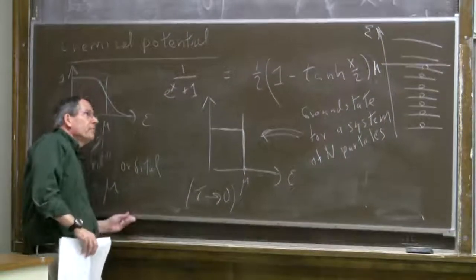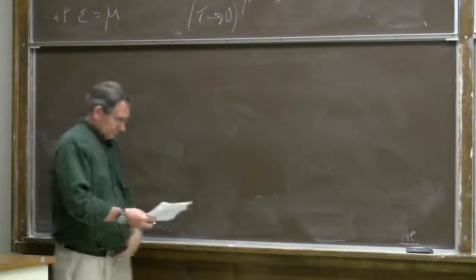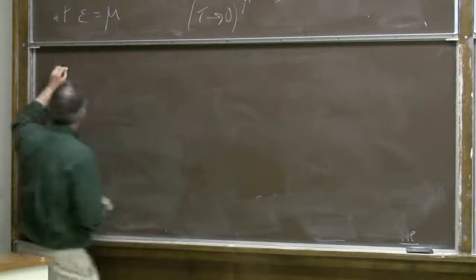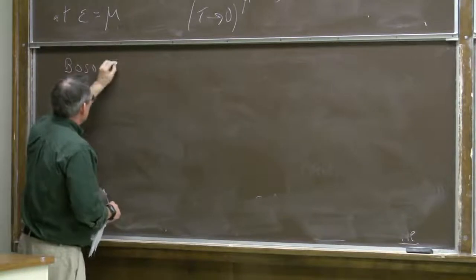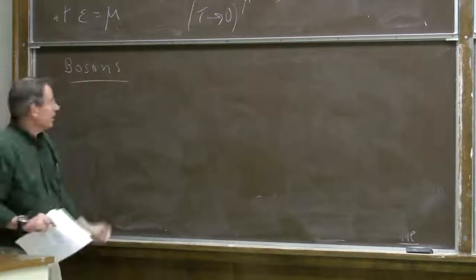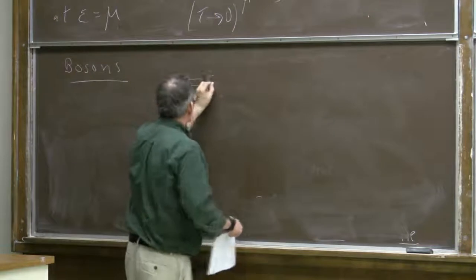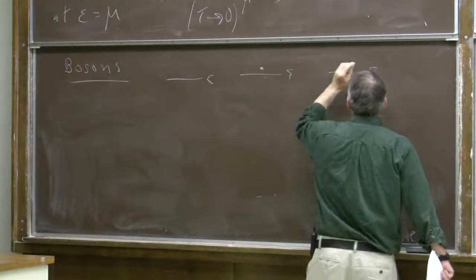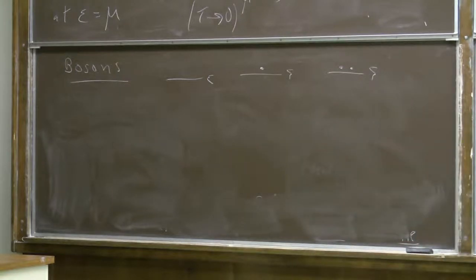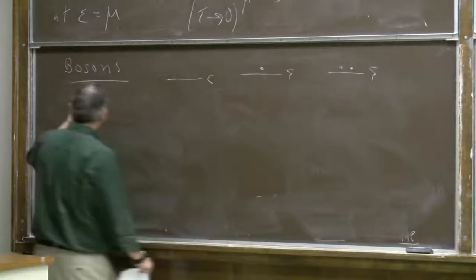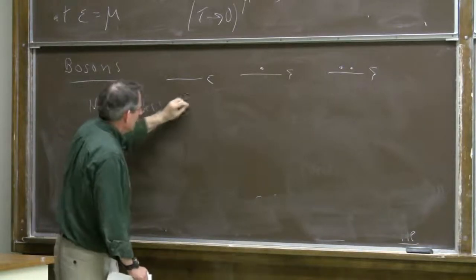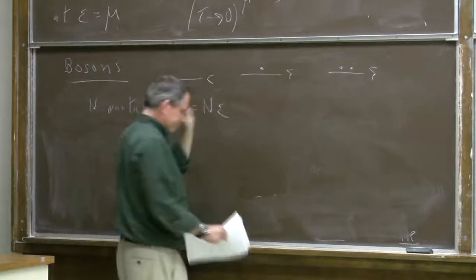Okay, well, what if they are bosons? So now, single orbital again. It has energy E, but it can be empty, or it can have 1 particle, or it can have 2, and so on. Any non-negative integer. So if there are n particles occupying that orbital, the energy is n times the energy of the orbital.